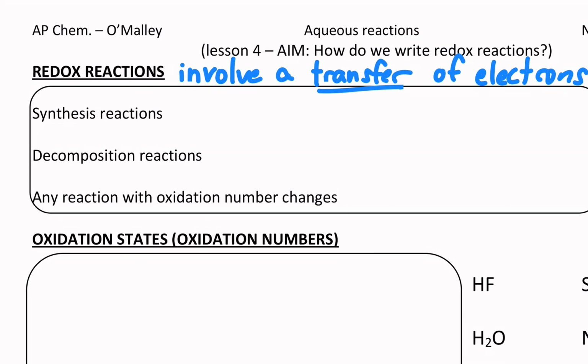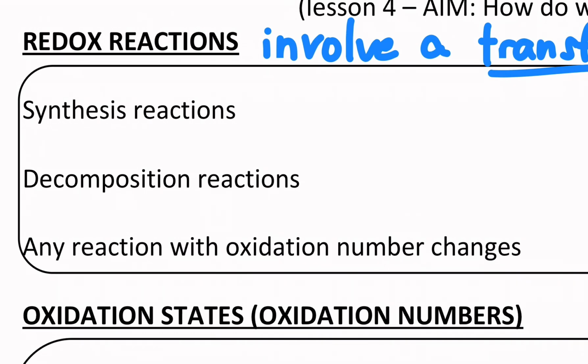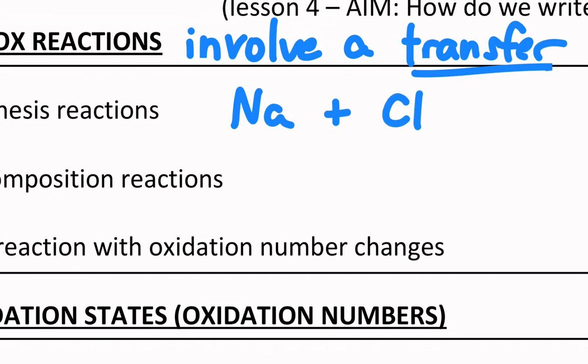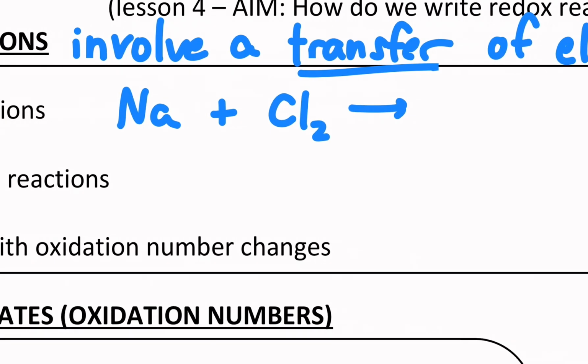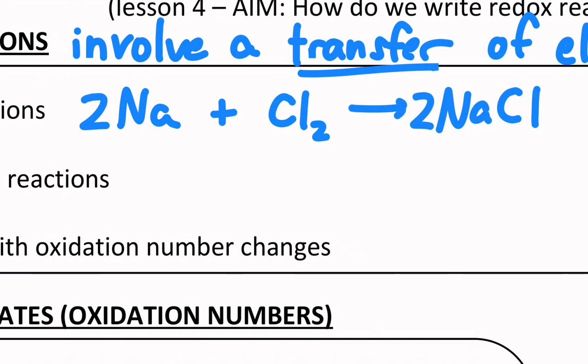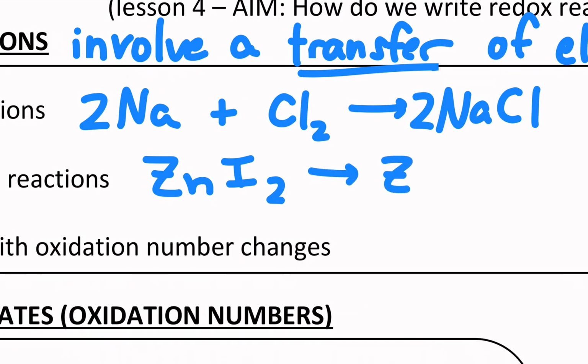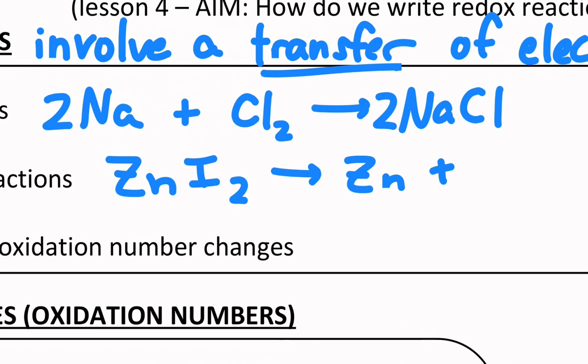Some examples of redox reactions are things like synthesis reactions. For example, sodium can do a synthesis with chlorine to make a much more stable sodium chloride. That would need 2 sodium atoms to make 2 sodium chlorides. A decomposition reaction, which you remember is the opposite of a synthesis. For example, zinc iodide could decompose to make elemental zinc and iodine. That's not a dissociation. We're not making ions. We're making neutral elemental zinc and elemental iodine in this case.